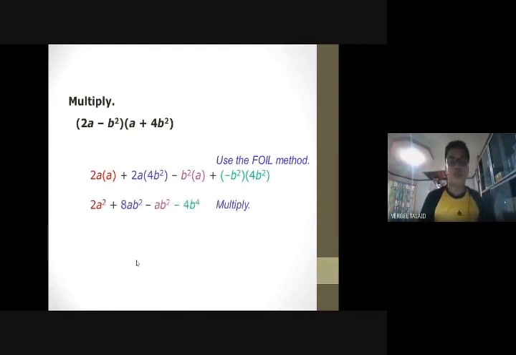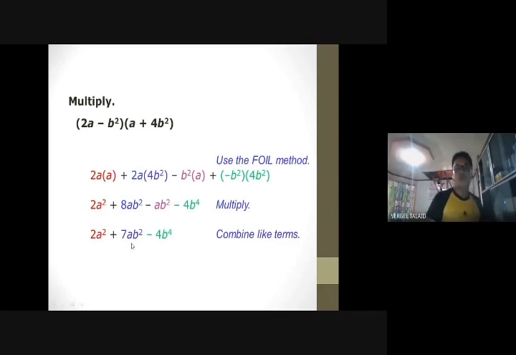So 2a times a is 2a squared. 2a times 4b squared is 8ab squared. Negative 1 times 1 is negative 1, copy ab squared. We arrange it as ab squared instead of b squared a, but actually they are the same. Negative 1 times 4 is negative 4b to the power of 4. Since we have two similar terms here, we combine. 8 minus 1 is 7ab squared. So this is our final answer.